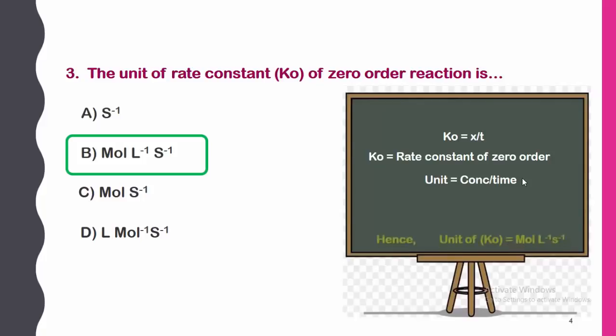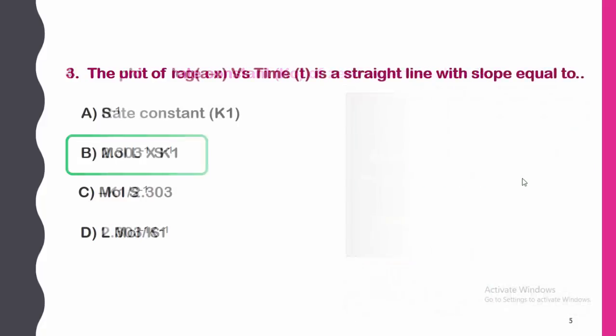Now how can it be calculated? That is the unit of K0. Concentration can be expressed in terms of moles per liter and time in terms of seconds. Therefore, the right answer, the unit of the rate constant of a zero order reaction, is mole per liter per second. Okay, let me go for the next question.